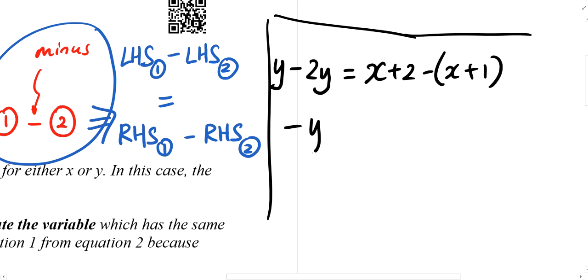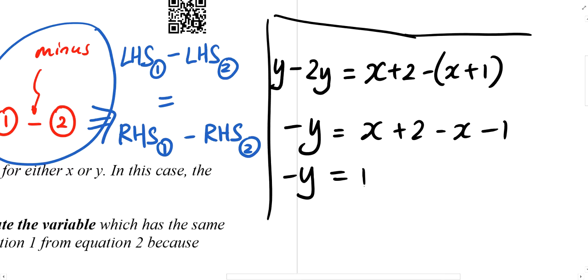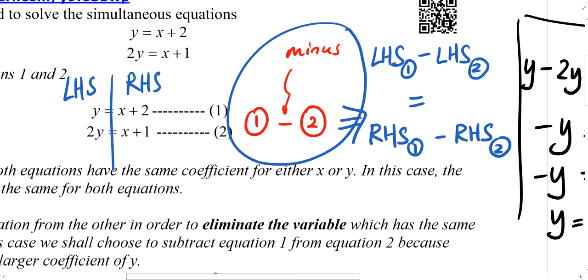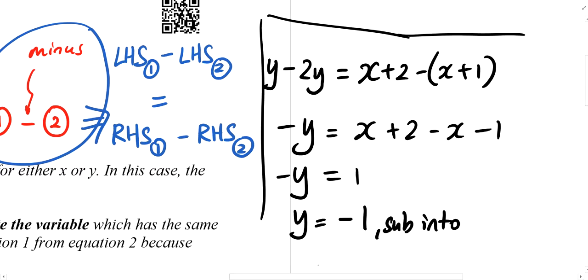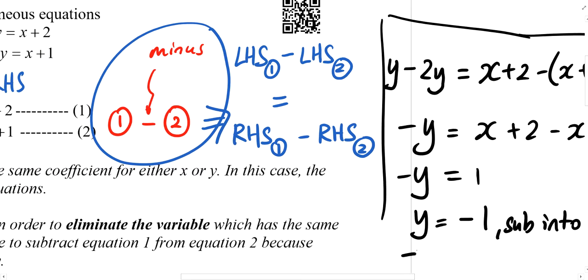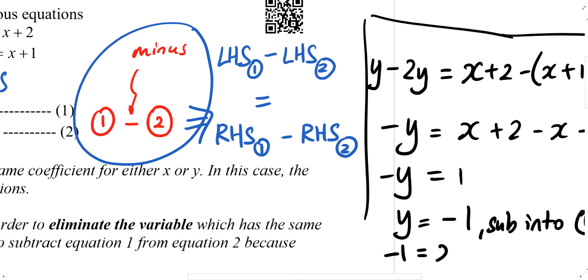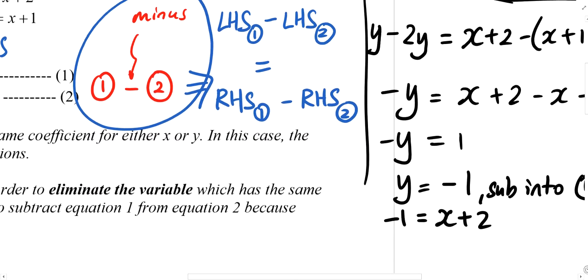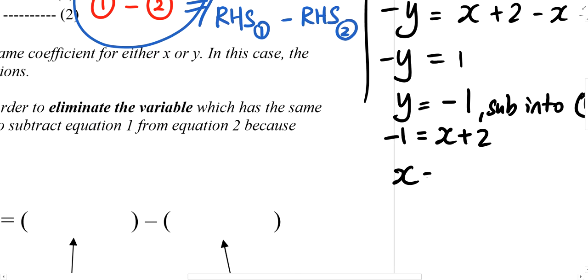I simplify, I get negative y equals x plus 2 minus x minus 1, which is 2 minus 1, which is 1. So y equals negative 1. Sub into which one? Anything, whatever you prefer. You want to sub into 1? Also can. Sub into 1. So I get negative 1 equals x plus 2, because I need to find x as well. So x equals negative 3. Answer: x equals negative 3, y equals negative 1.